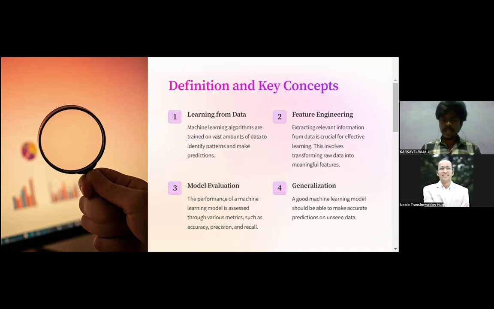So these are the definitions and key concepts we have in machine learning. It learns from the data. We do some feature engineering to make the data most relevant to find the target value. Once we train our model, we need to evaluate it using different metrics such as accuracy, precision, recall, and F1. Finally, we need a model that is more generalized. It should do training optimally and prediction optimally so that it can predict unseen data in a better manner. Hope you guys have understood this. Yes, sir. Over to you.